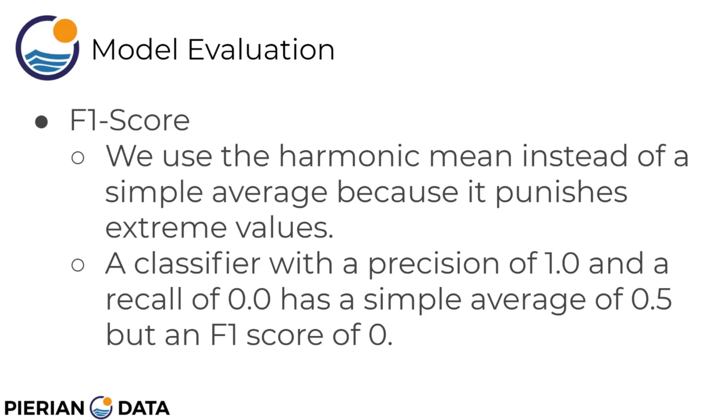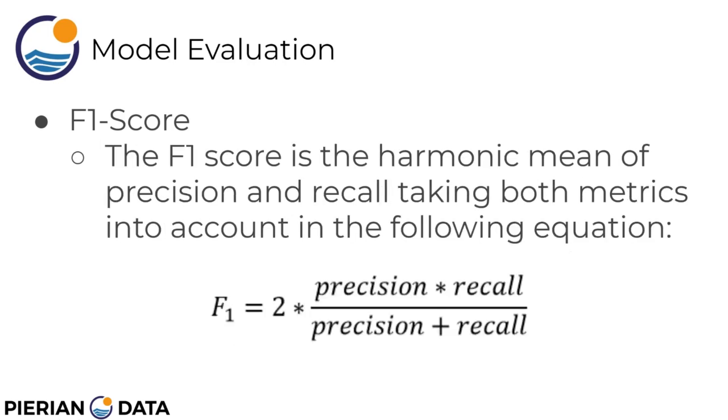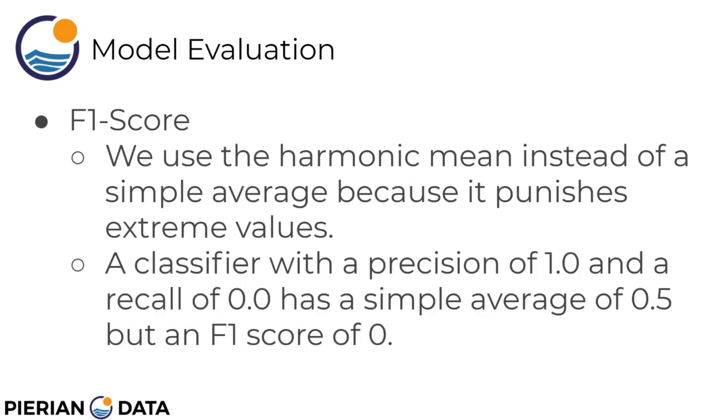But the F1 score, because it's taking a harmonic mean, we have precision times recall there at the top, which means you get 0 times 1 at the top, and you get an F1 score of 0. So this is really nice because it lets you punish extreme differences between the precision and recall. So it gives you kind of a fairer assessment of that trade-off between precision and recall.